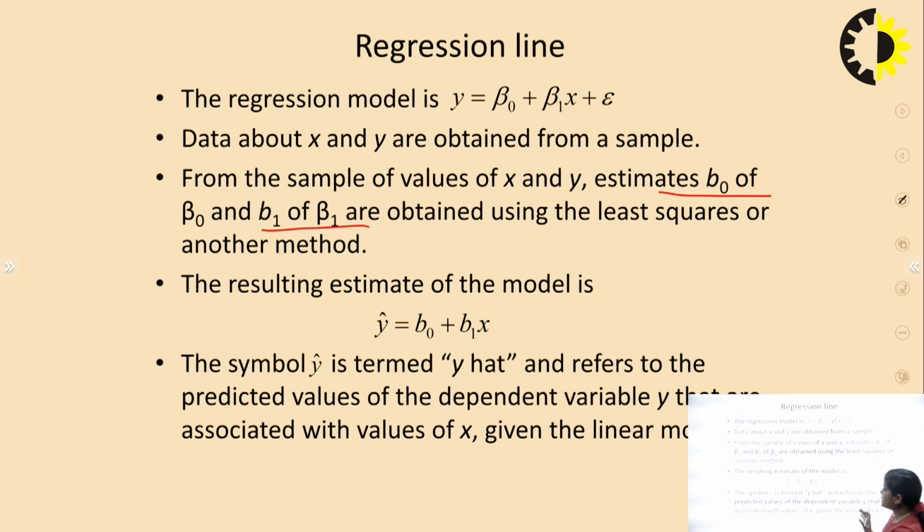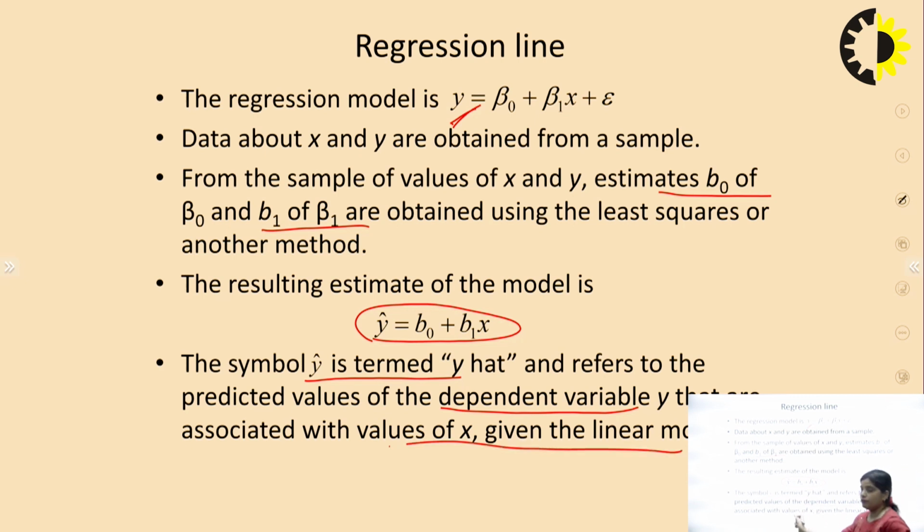The resulting estimate of the model which we get is known as y cap is equal to b naught plus b1 x. Here the symbol y cap is termed as y hat, and it is referred to as the predicted values of the dependent variable y. So, y cap is the predicted values of the dependent variable y, associated with the values of x given in the linear regression model.